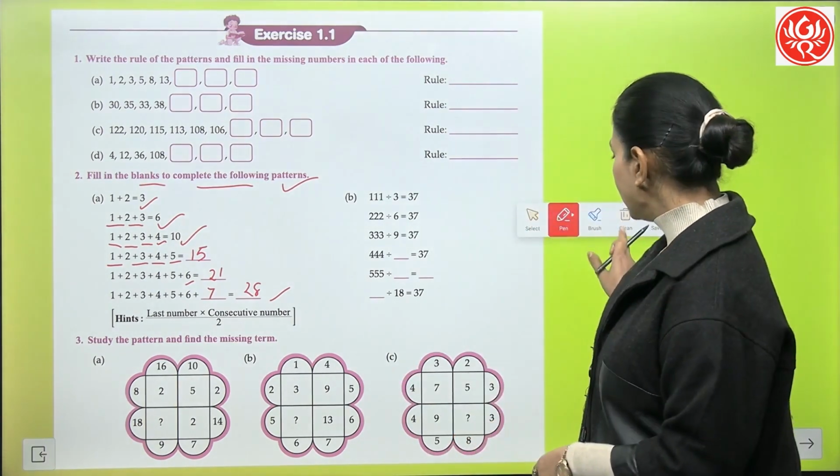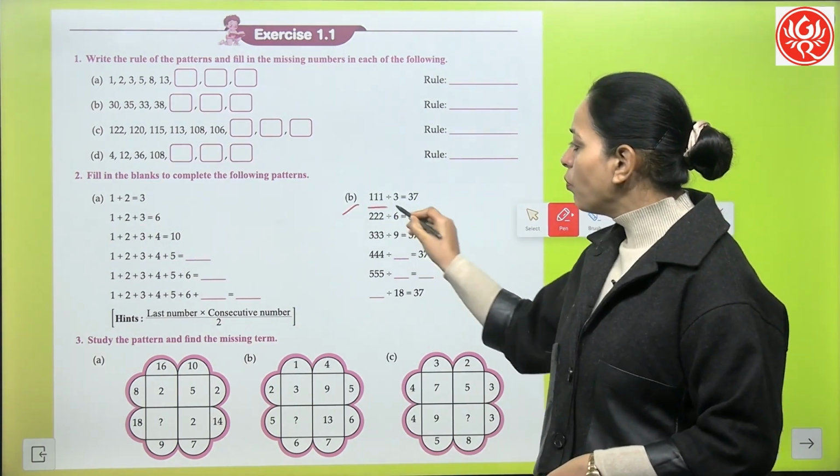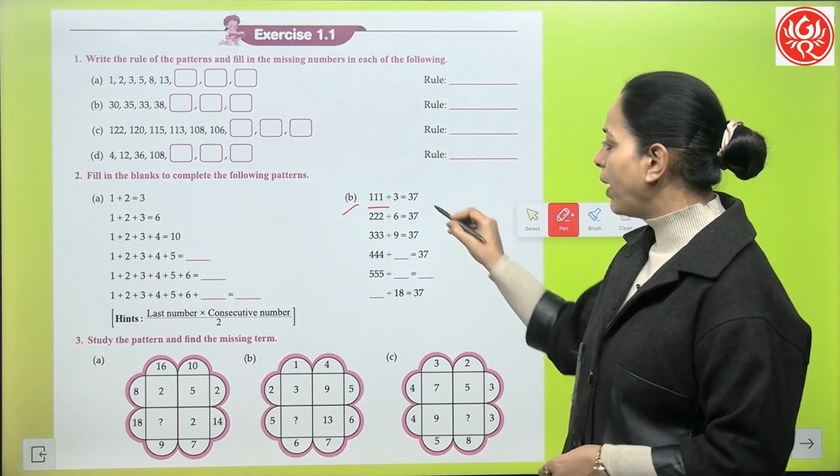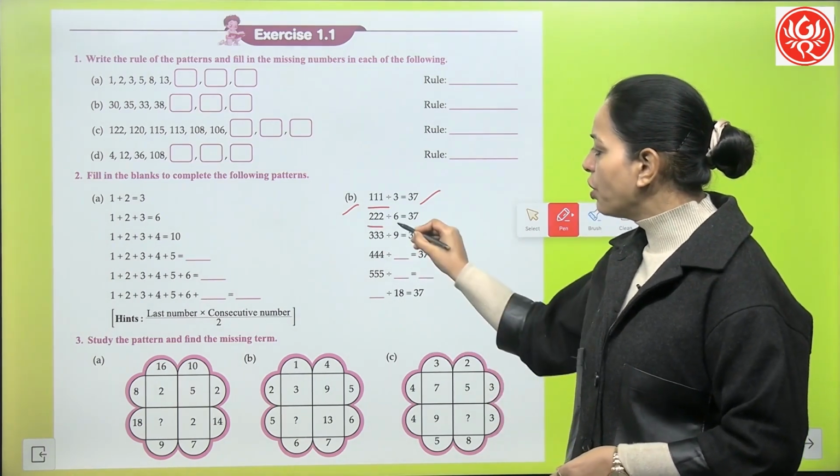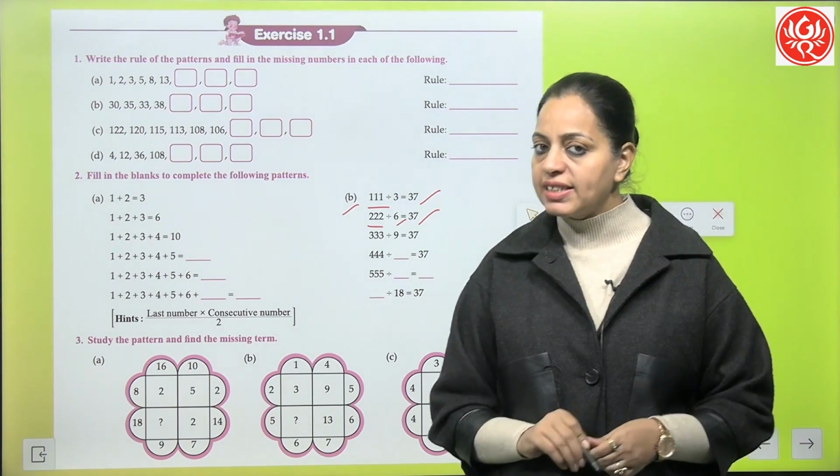Now the next is B part. 111 divided by 3, that is 37. 222 divided by 6, that is 37.